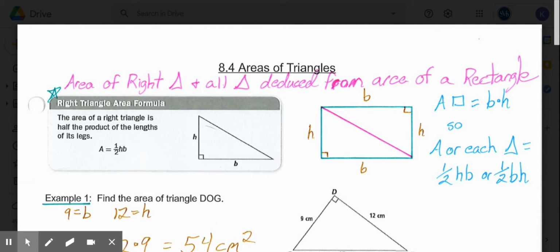Welcome to lesson 8.4, Areas of Triangles.